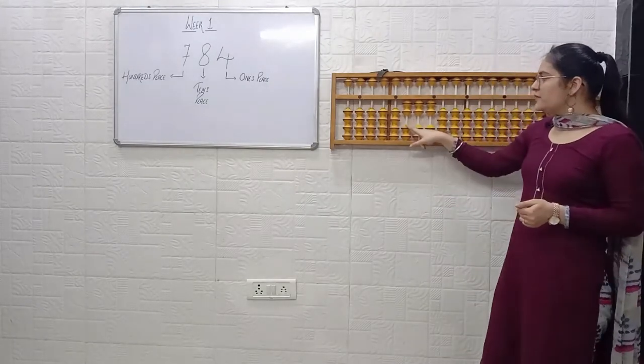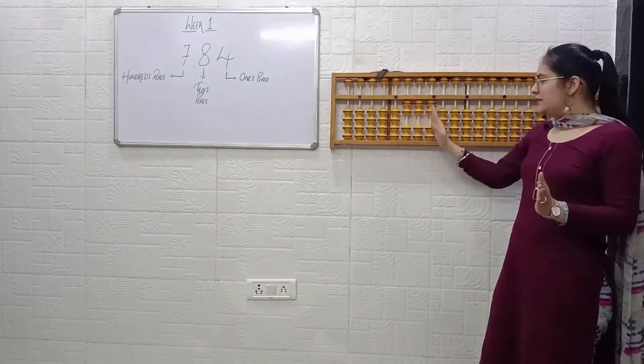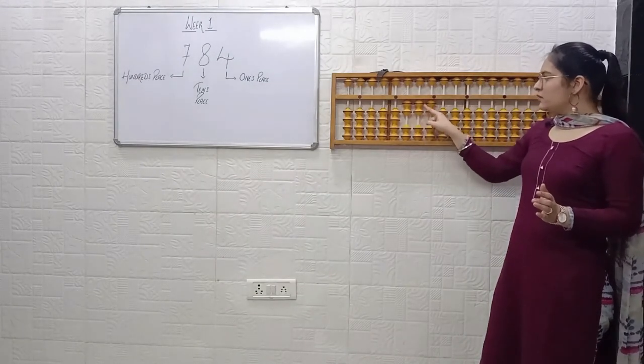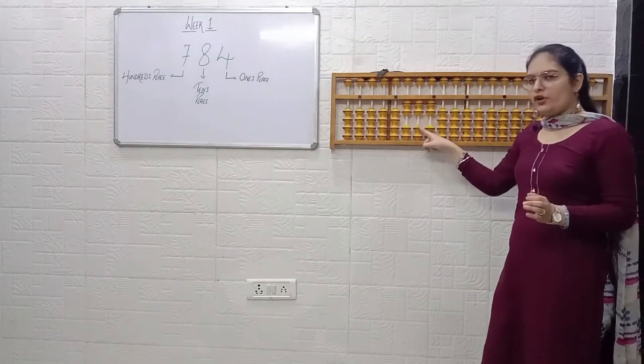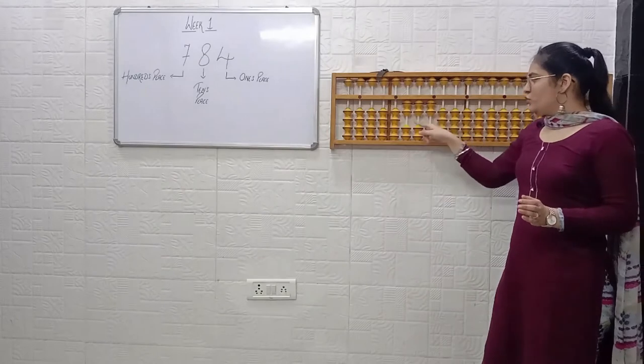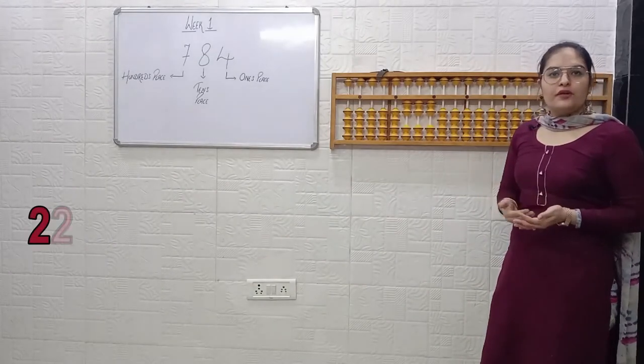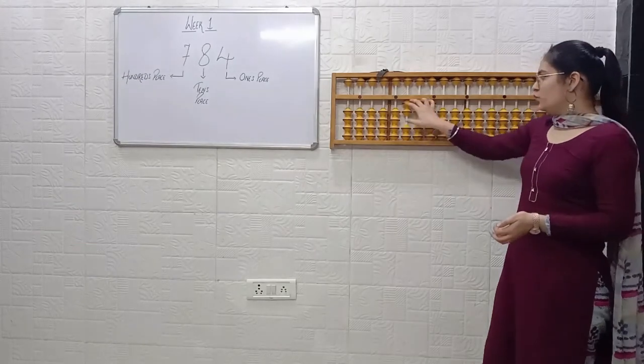Next example. Now tell me, hurry up. At hundreds place, it's 1, 2. Keep that 2 in your mind. Tens place, 1, 2. Keep that 2 in your mind. At ones place, 1, 2. So 2, 2, 2. Answer is 222. Perfect.